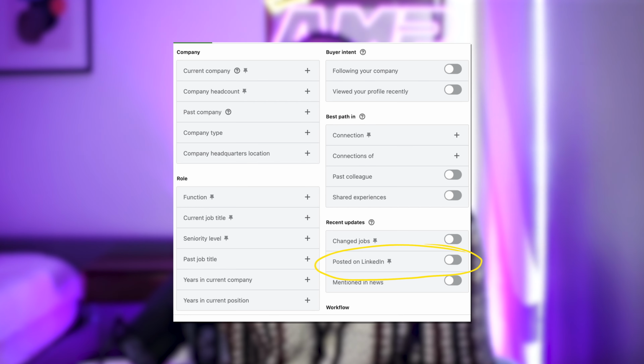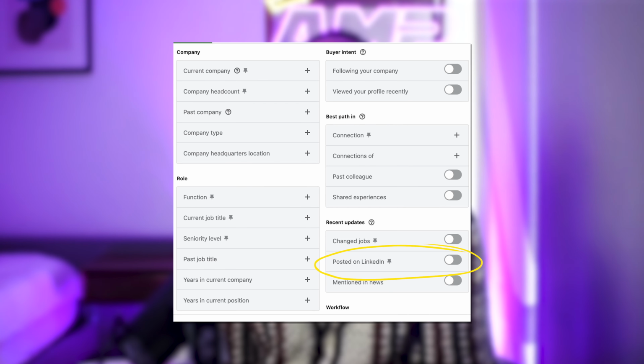So when you're inside of Sales Navigator, really important for everybody, what you want to do is go to a filter called Posted on LinkedIn. This shows you everyone who's posted in the past 6 months. Now, the reason that this is important is because this means that these people are engaged.